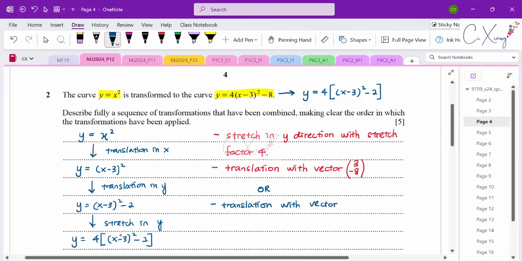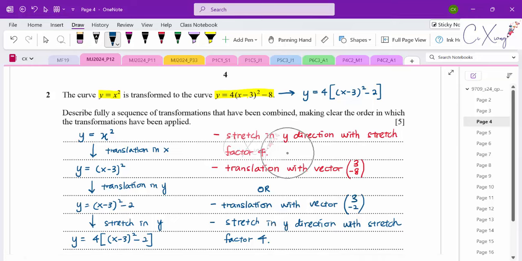For the x, you are moving it 3 units to the right, so it should be a positive 3. And then for the y is negative 2. Translation in x, then followed by translation in y, so the y is negative 2 only. Okay, after that only you are having the stretch. So the stretch factor is also a 4. Right? Yeah, so this is the second set of answer.